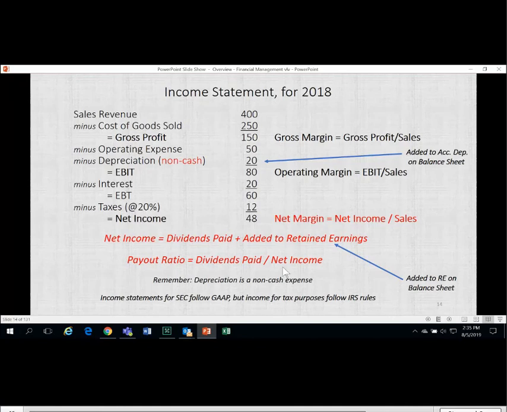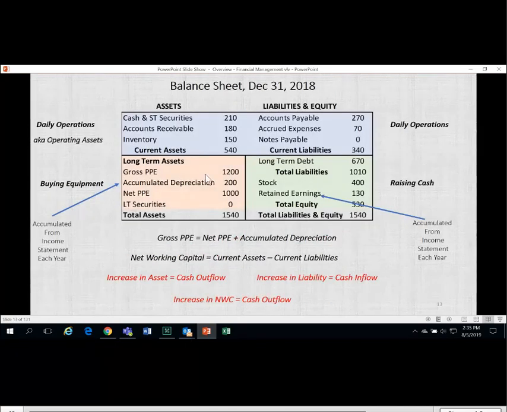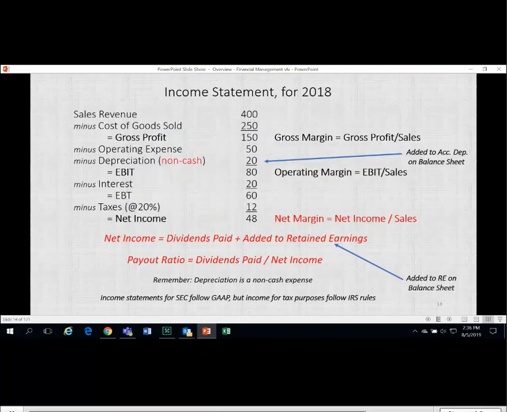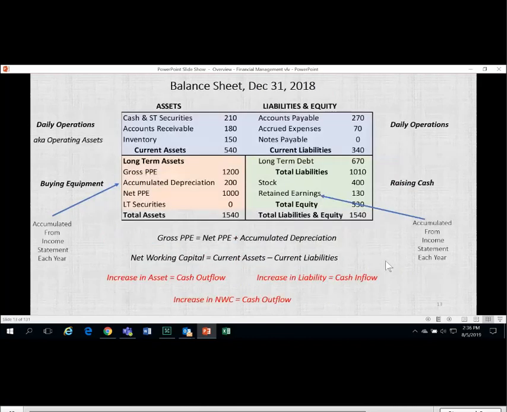Now, there are two connections back to the balance sheet. First is depreciation: every year we take some depreciation expense and add it to accumulated depreciation over here. So every year we add more and more to accumulated depreciation as we take the depreciation expense. Next is retained earnings. Each year, whatever we don't pay out in dividends, we add to retained earnings on the balance sheet. So we come back over here. Perhaps this should be called accumulated retained earnings, because that's basically what it is. Year after year, we're adding to that.